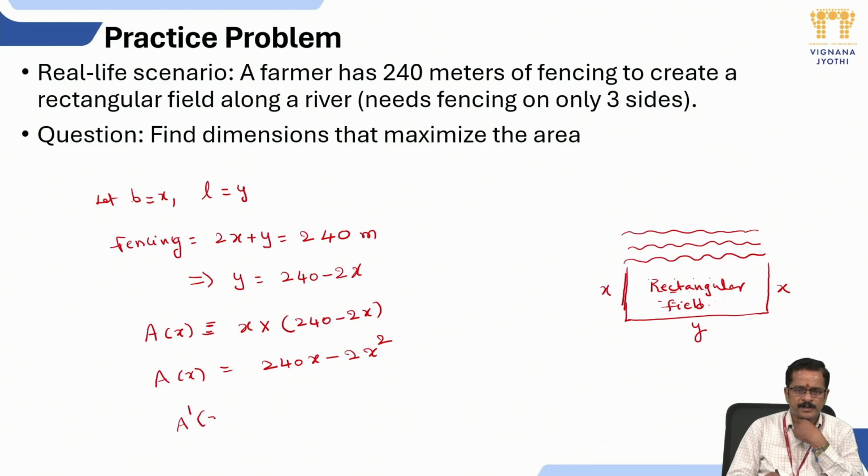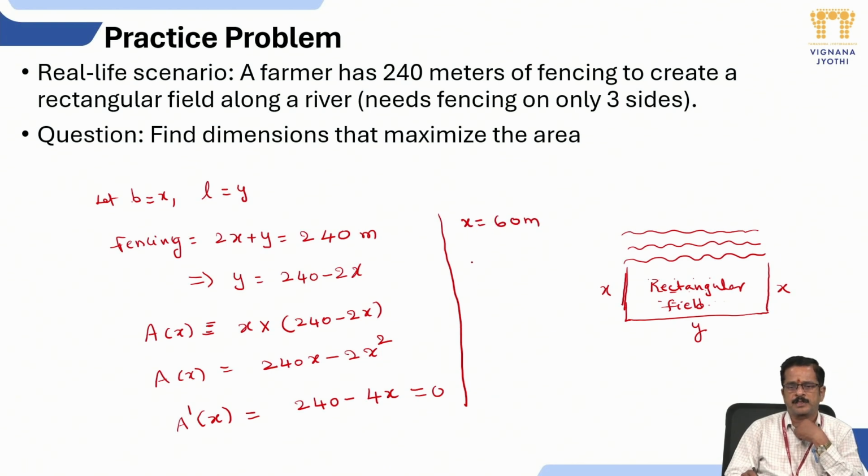To maximize the area, take the derivative of the area function. The derivative of 240x is 240, and the derivative of 2x squared is 4x. Set the first derivative equal to 0: A dash of x equals 0. Then you get the x value at which the area is maximum: x equals 240 by 4, which is 60 meters.